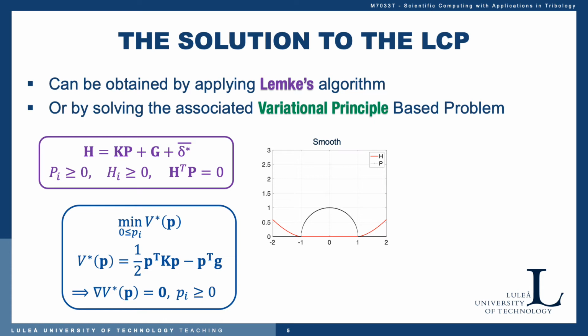We saw that the variational principle-based problem was constructed in this way, with the total complementary potential energy V star, which discretizes into a quadratic function in P. We minimize this total complementary potential energy with respect to P by taking the gradient of V and finding its zero. When we do, we have minimized the energy and we have the solution P. We can compute U, and we have solved the LCP. We have solved the contact mechanics problem.